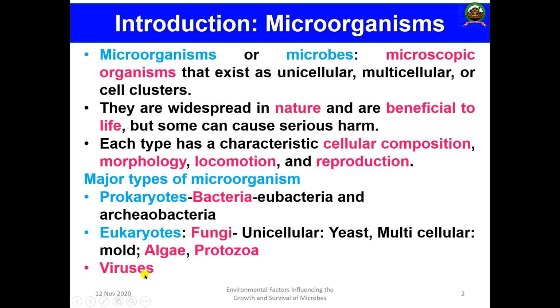The next organism is viruses. Viruses are neither prokaryotes nor eukaryotes. Commonly you know that viruses are the smallest organisms in the world. There are so many types of viruses: HIV, hepatitis, SARS coronavirus, MERS coronavirus, influenza virus, Zika virus, Nipah virus. All those things you might have heard. They are known as viruses, the smallest organisms in the world.